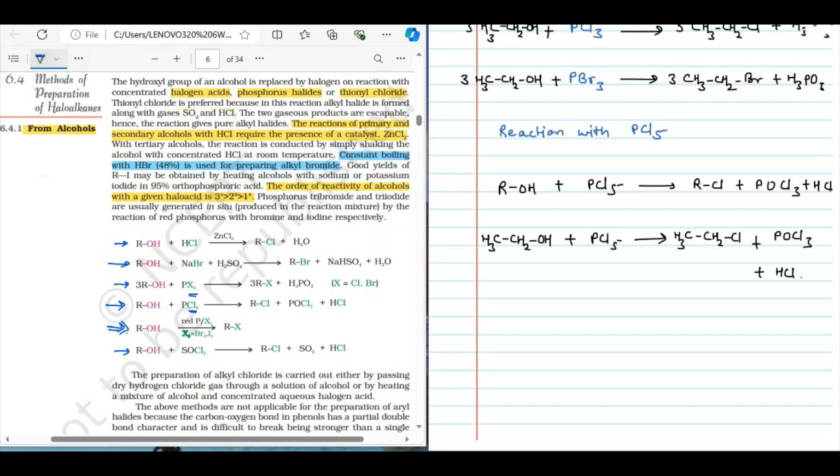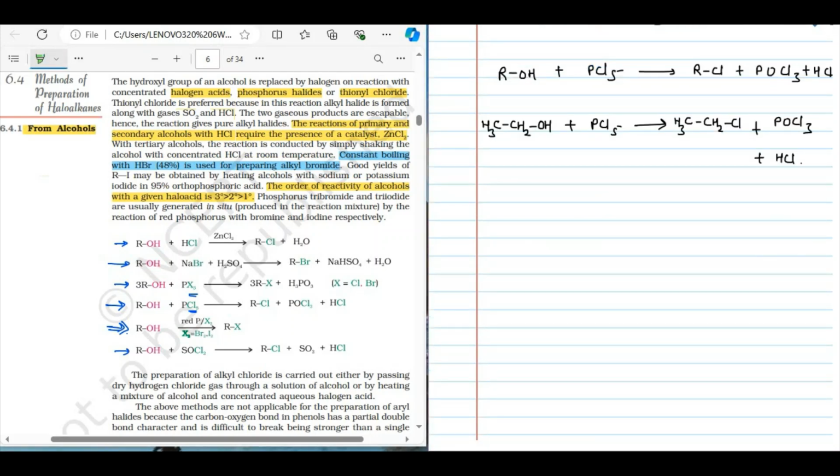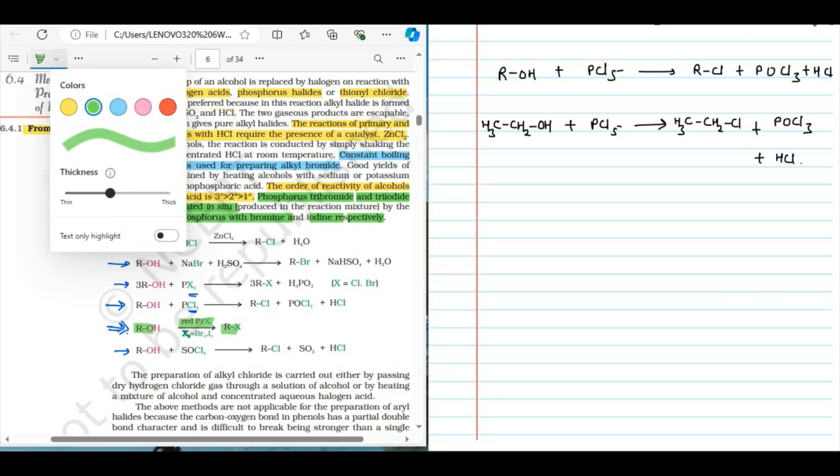Now let's read from the book. Phosphorus tribromide and triiodide are usually generated in situ, means they are produced inside the reaction mixture only, by the reaction of red phosphorus and bromine and iodine respectively. Means the reaction that we have discussed here, ROH plus red phosphorus with X2 gives RX. So in this reaction, actually phosphorus tribromide and triiodide are formed.